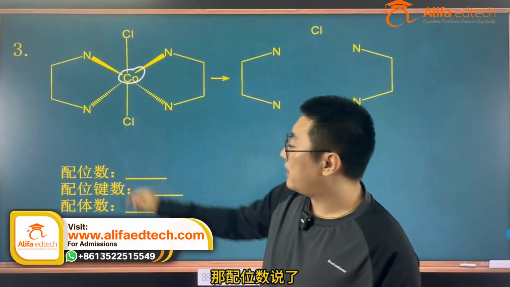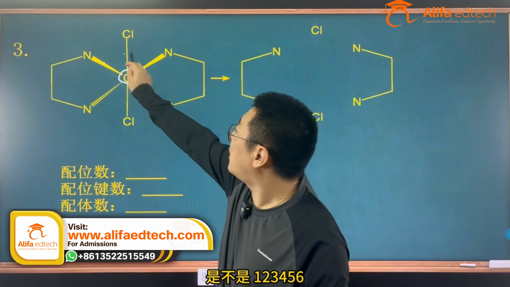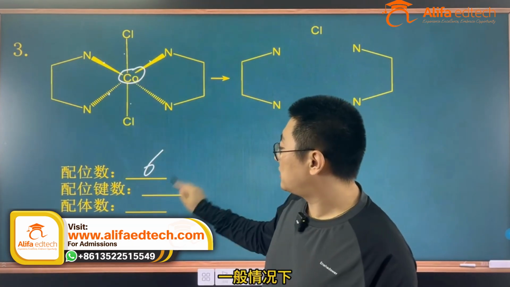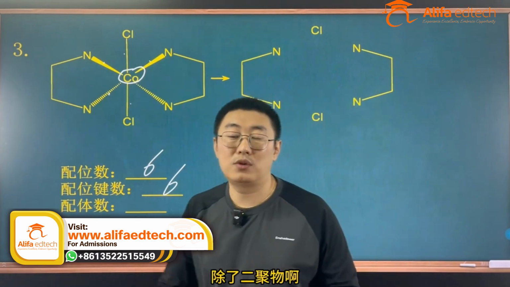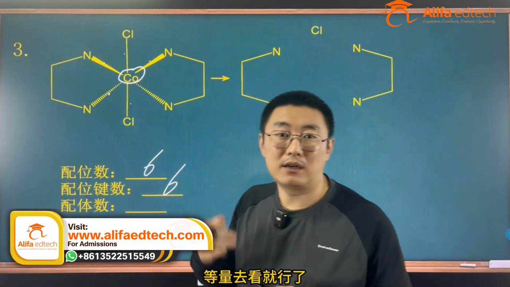The central atom is silicon. Then the coordination number, count it. It comes from above to make a structure. Count 1, 2, 3, 4, 5, 6. Coordination number is 6. Coordination number and coordination bonds are generally equal, except for dimers. Just equate them.